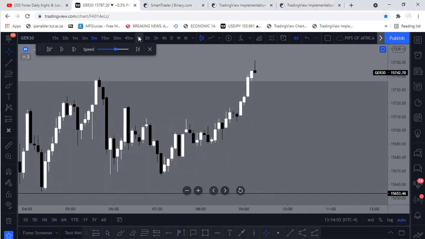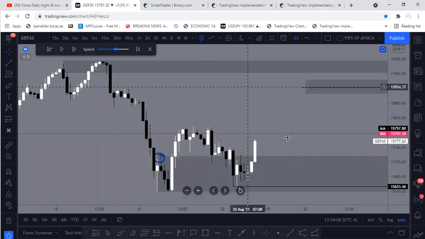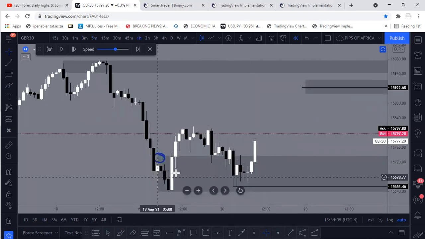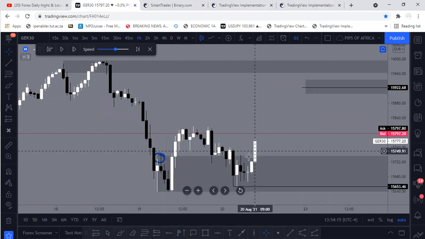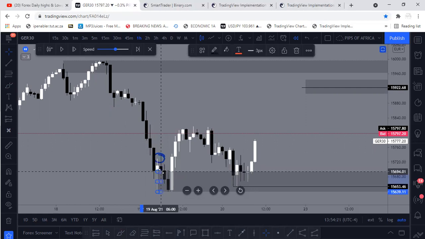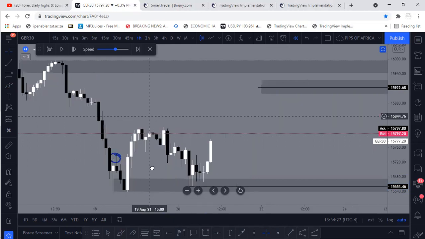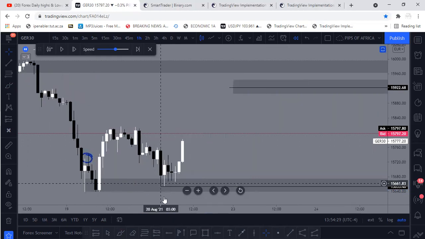Let me go back to the 1 hour time frame and show you something. You see now the demand zone is here. And then the market closed above our demand zone. So what is going to happen from now on? The demand zone is this one, which is the bullish order block. So the market came back down, mitigating this order block, and it shot to the upside.